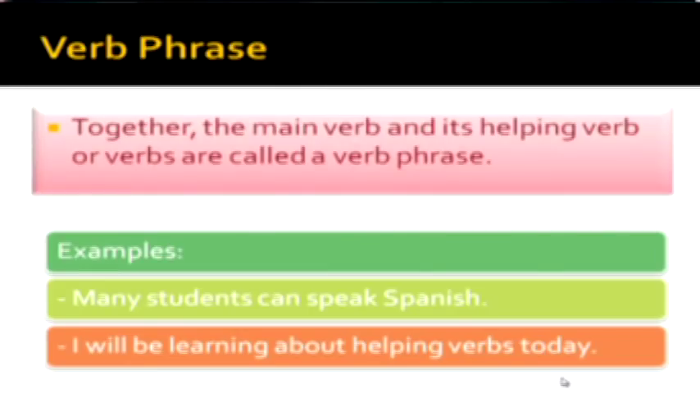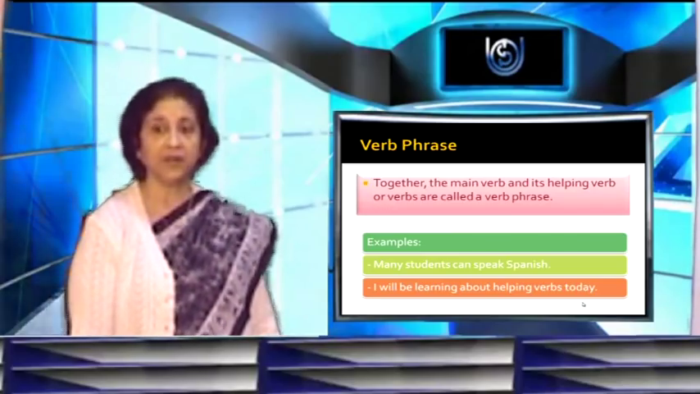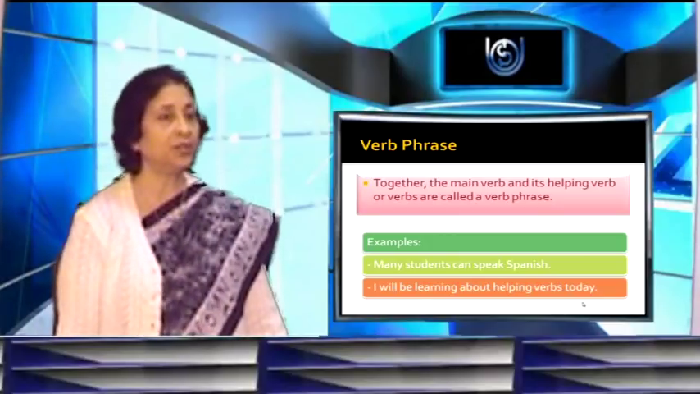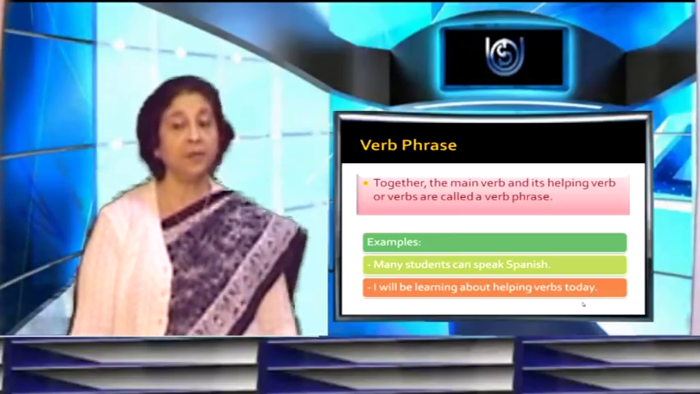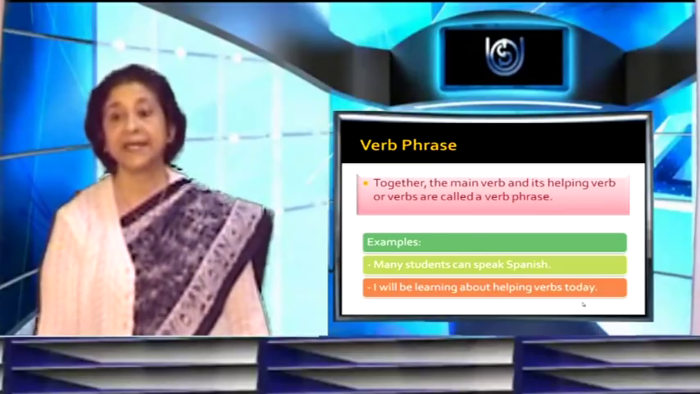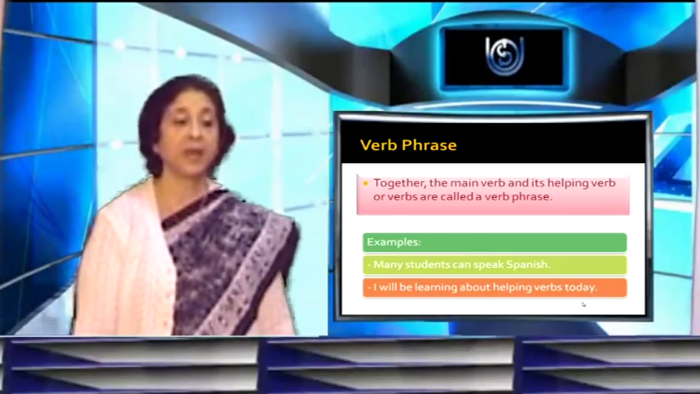So linking verb and helping verb. Now together the main verb and its helping verb are called a verb phrase. When both are there, we call it a verb phrase. Now see the example. Many students can speak Spanish.